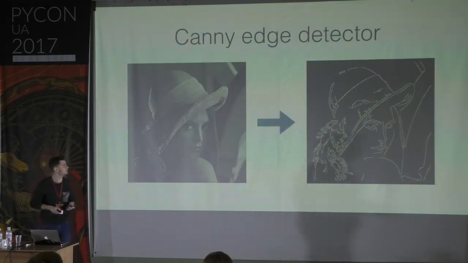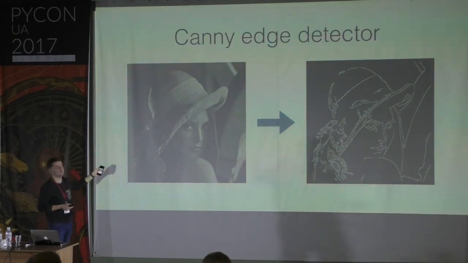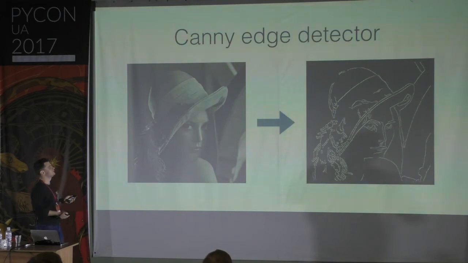Now moving further, I'd like to talk about the edge detector. Basically the idea is that we want to get the outlines of the objects, which are called edges. So for the photo on the left, we want to get something like the photo on the right.